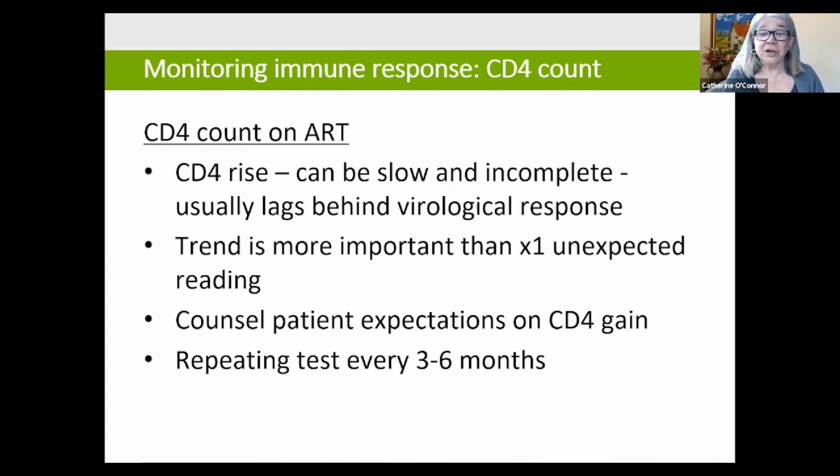We also need to look at CD4 counts when people are on ART. So we would look at the CD4 rise, but we need to understand that this can be slow and incomplete. If you had a very, very low CD4 when you were diagnosed, so it was 20, you may never get back to 500. And even in your CD4 rise, it will be slow and behind the virological response.